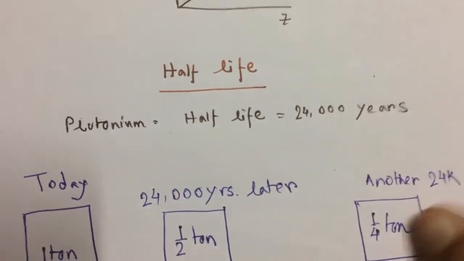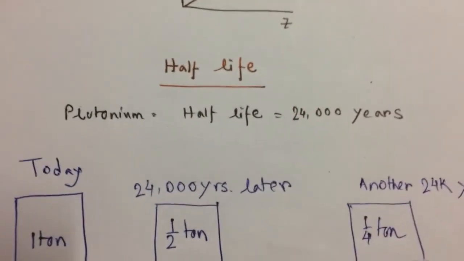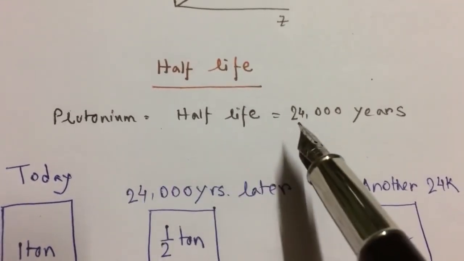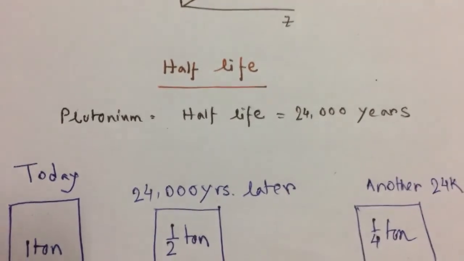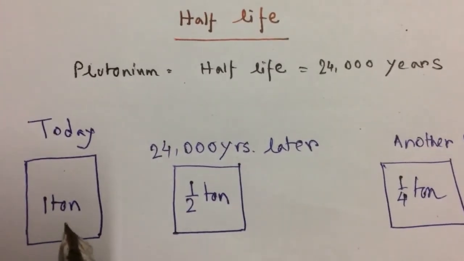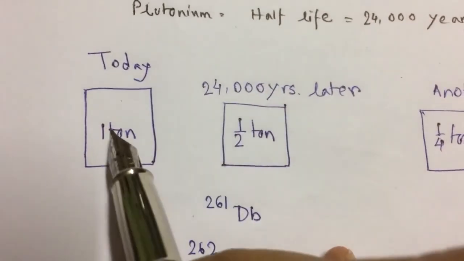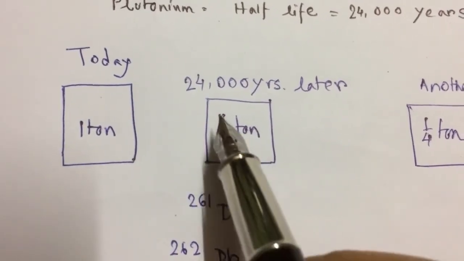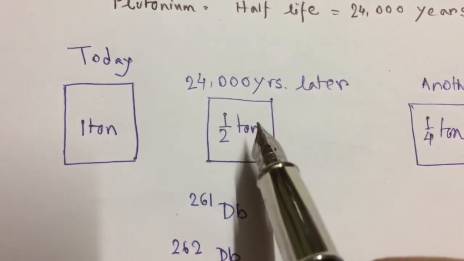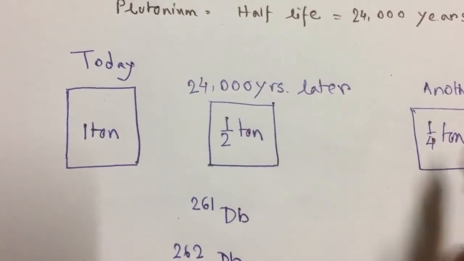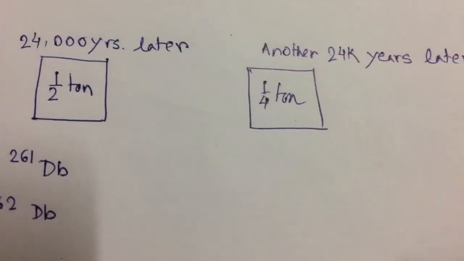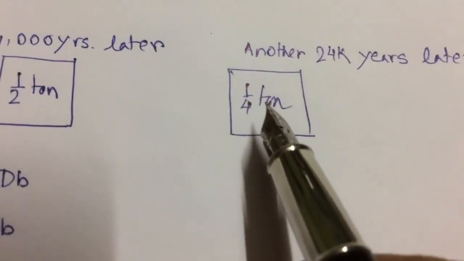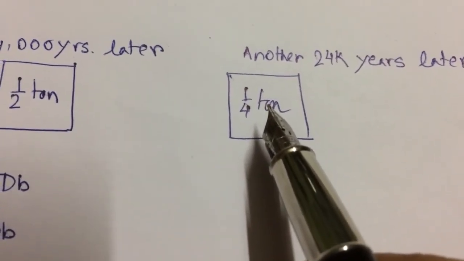For example, in a nuclear reactor, if we get plutonium as a waste product, plutonium has a half-life of 24,000 years. Now today if we have 1 ton of plutonium, then after 24,000 years, half a ton of the plutonium will remain. And after another 24,000 years, 1/4 ton of plutonium will survive.